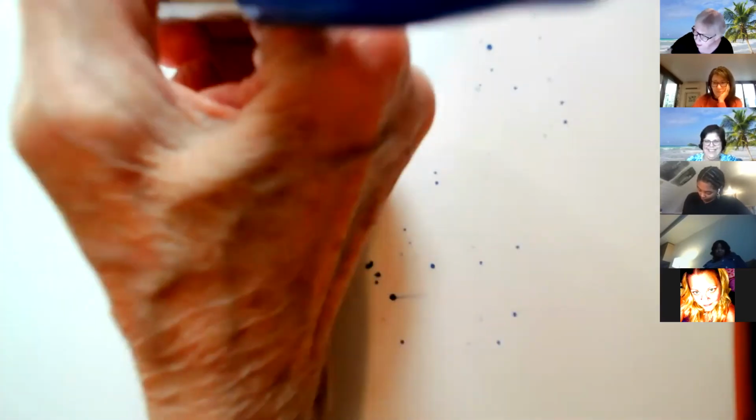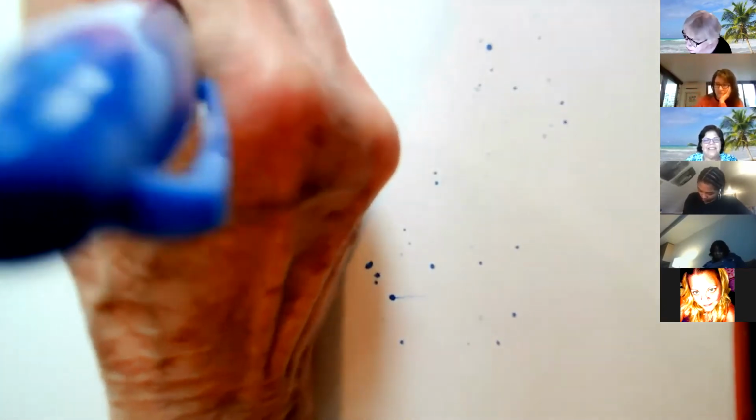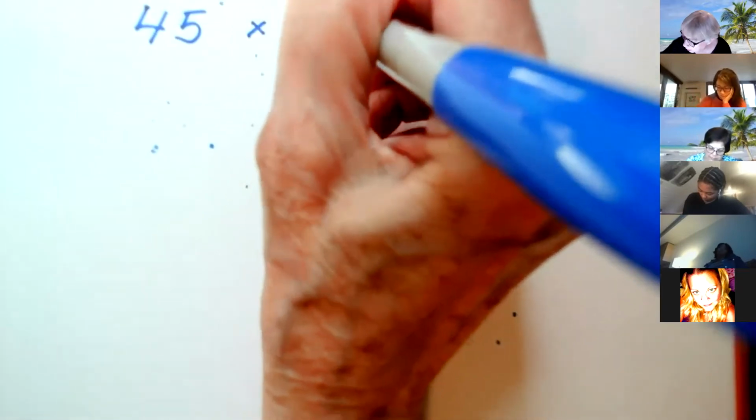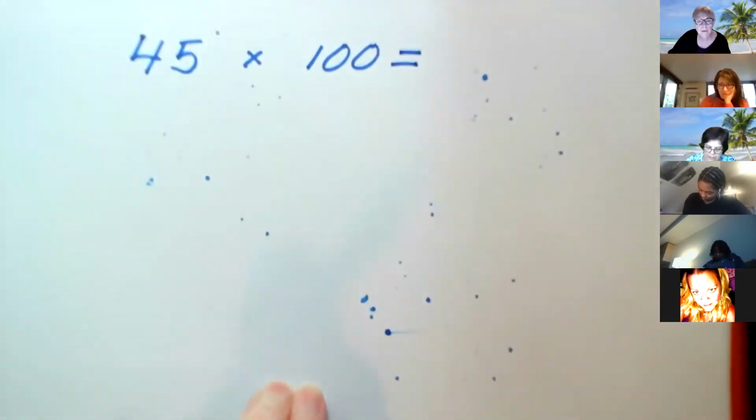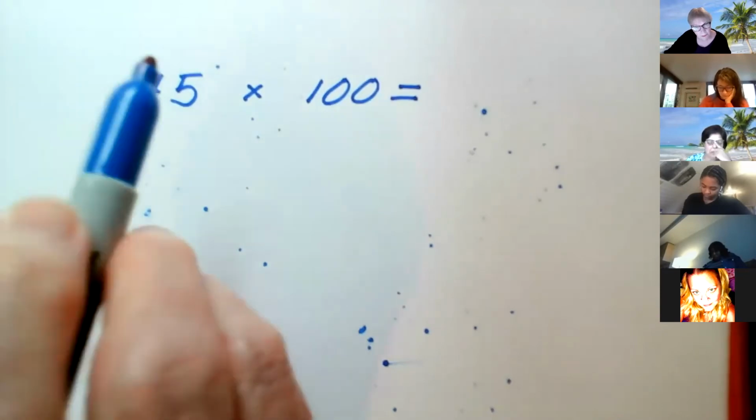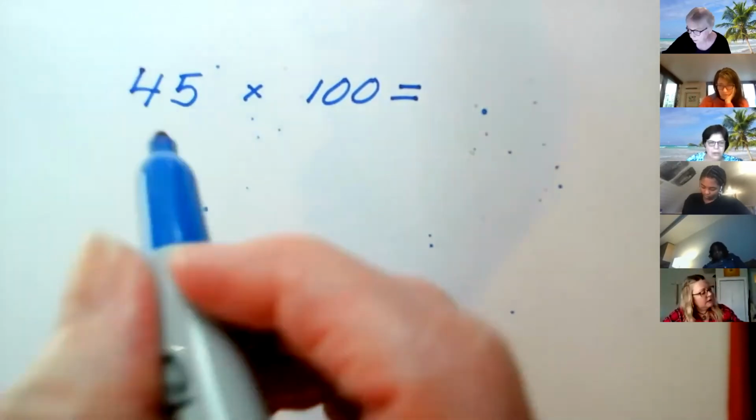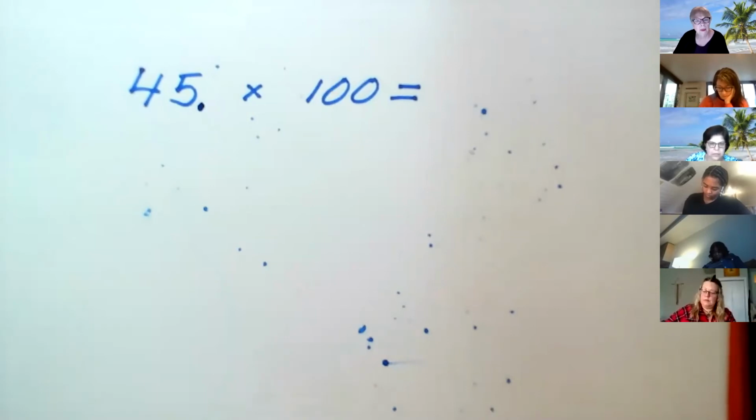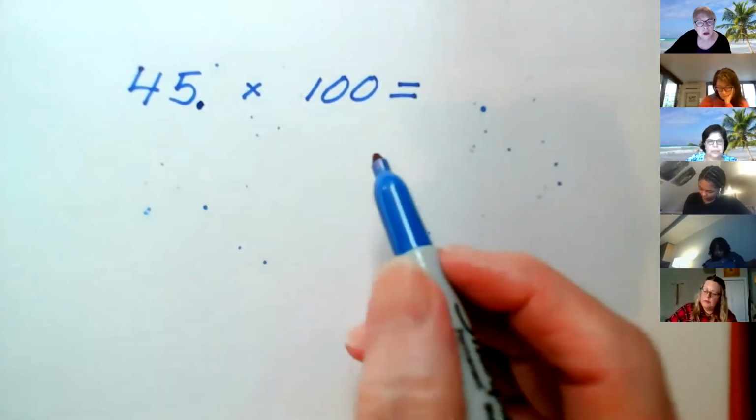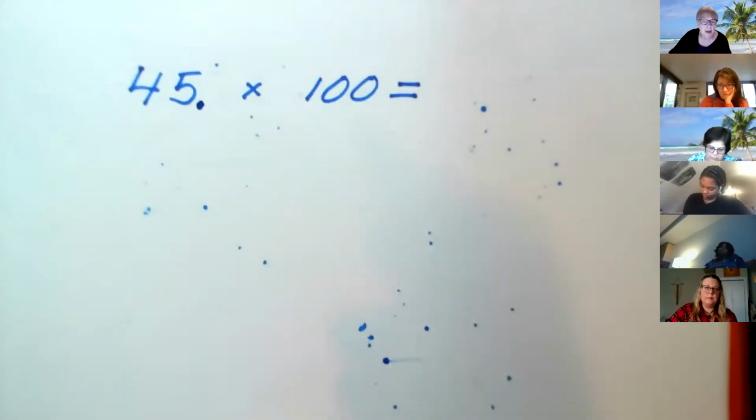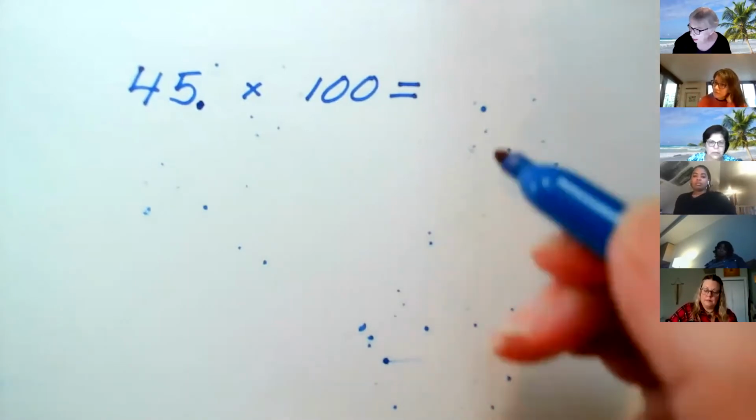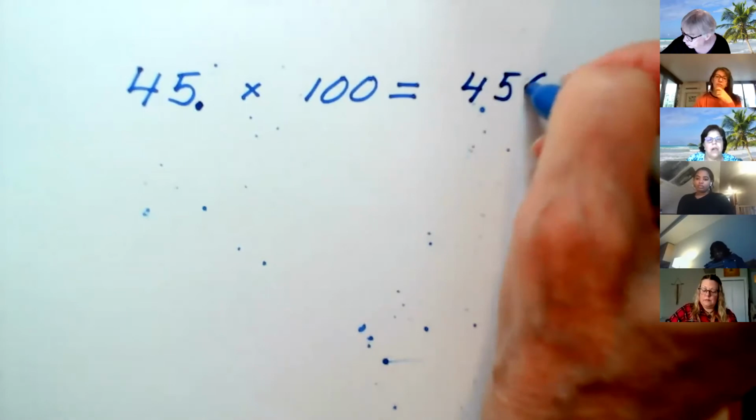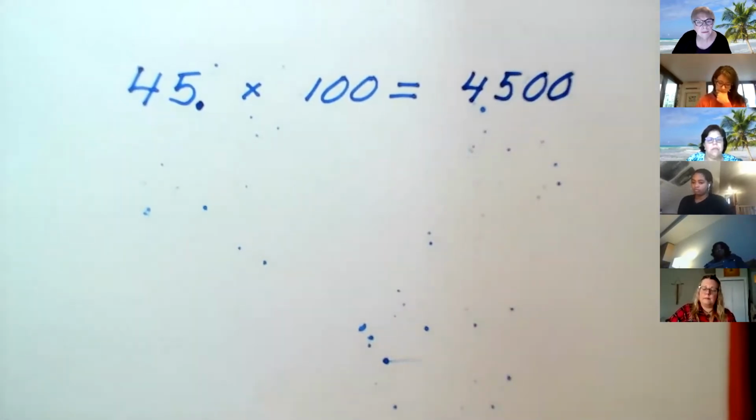Now, I see some lovely problems. See, these are lovely to me. You don't have to love them. 45 times 100. So the decimal is here, if somebody should ask, on 45. And so when you multiply by 100, you don't have to make it a big, long multiplication problem. The answer is 45 with 2 zeros. Okay.